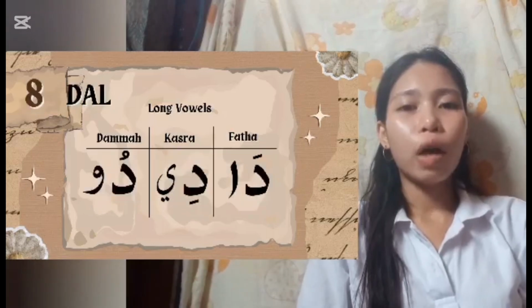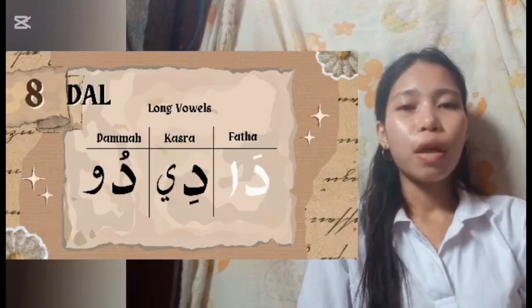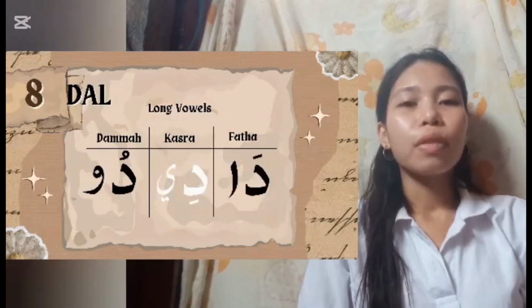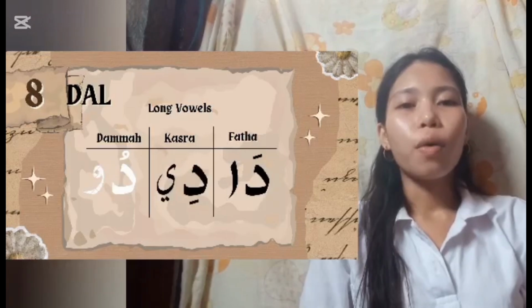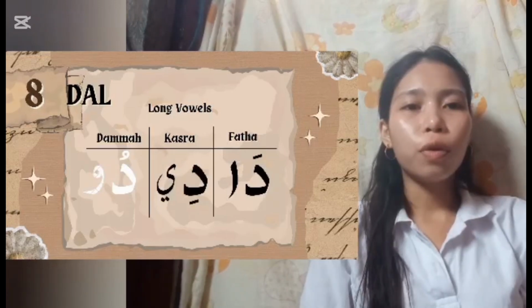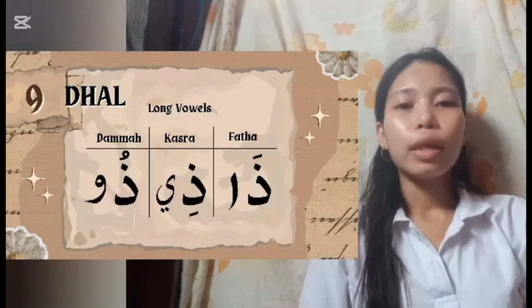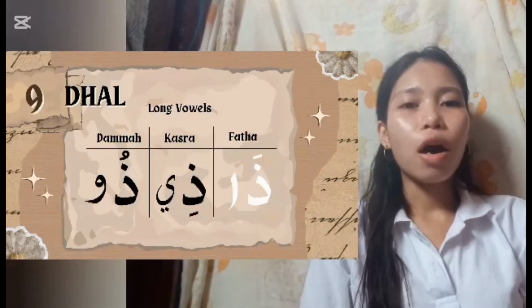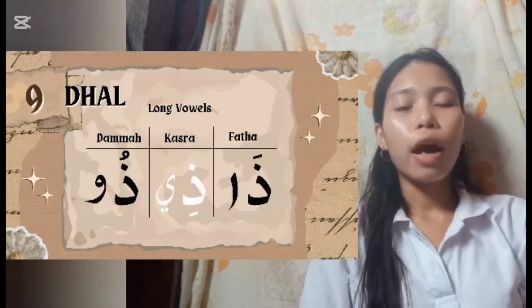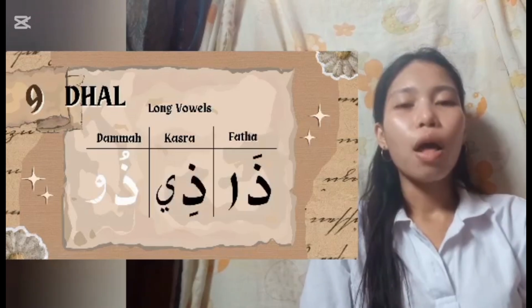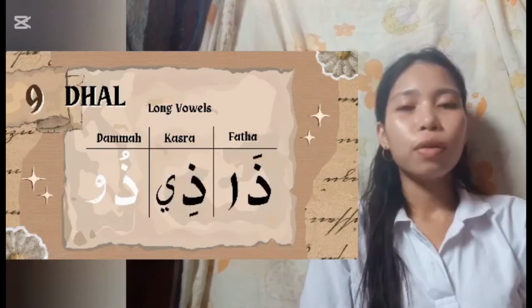Second, dal. In alif, da. In ya, di. In waw, du. And last, dal. In alif, da. In ya, di. In waw, du. And that's all for Ka to the letters.